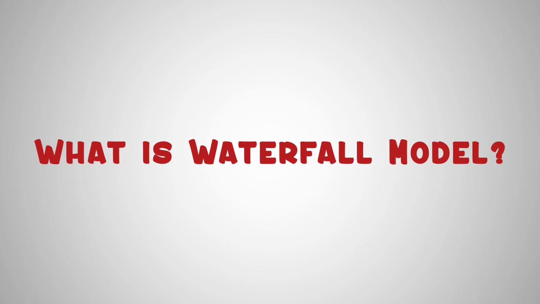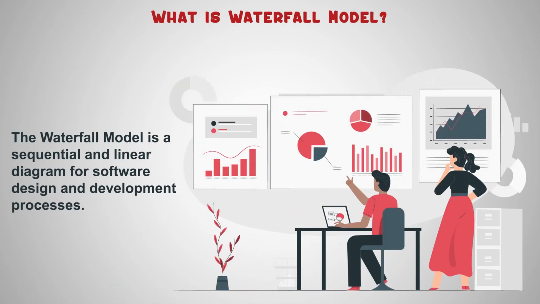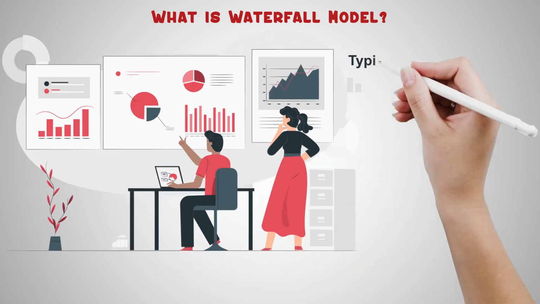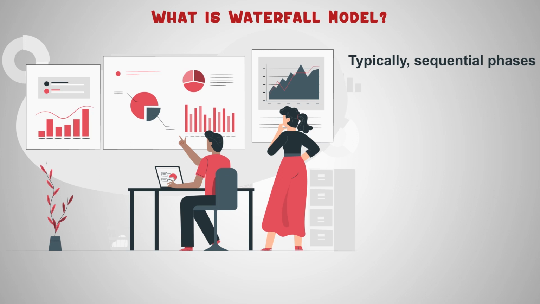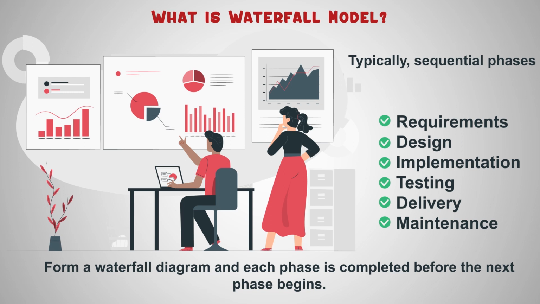What is the Waterfall model? The Waterfall model is a sequential and linear diagram for software design and development processes. Typically, sequential phases: requirements, design, implementation, testing, delivery, maintenance, form a waterfall diagram and each phase is completed before the next phase begins.